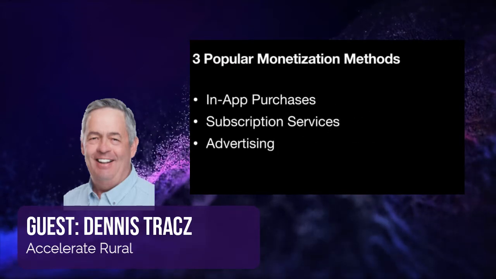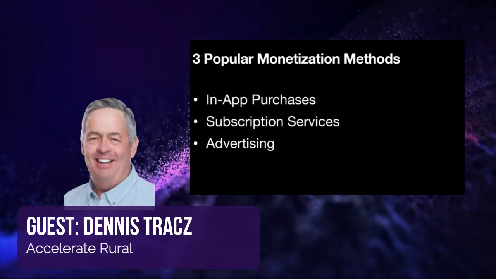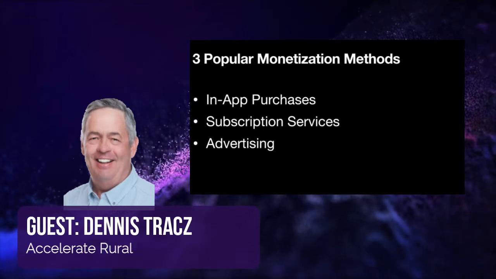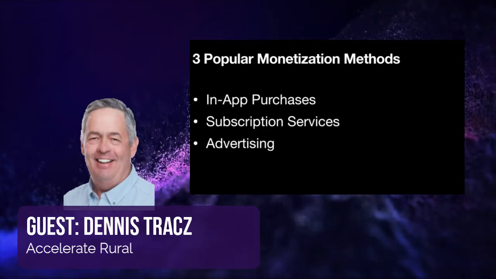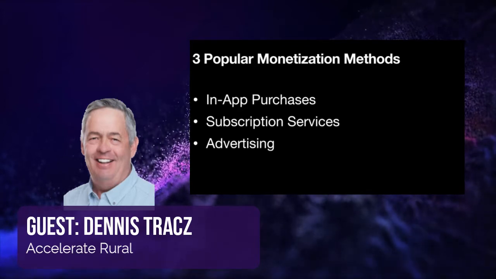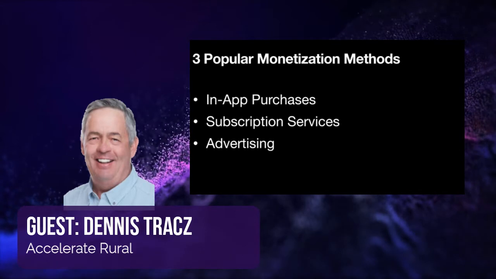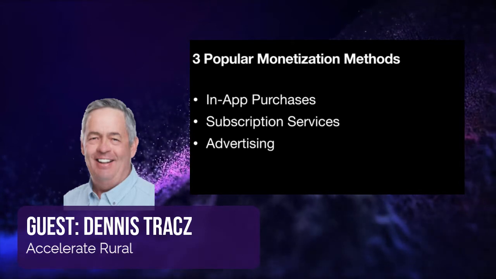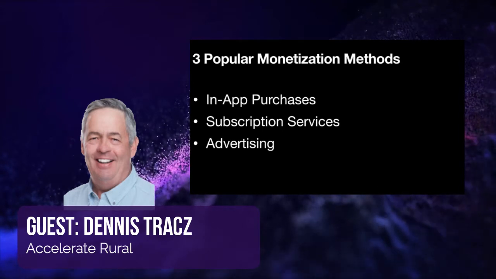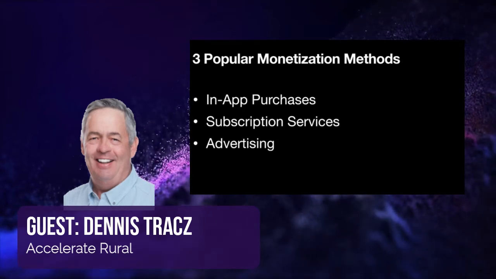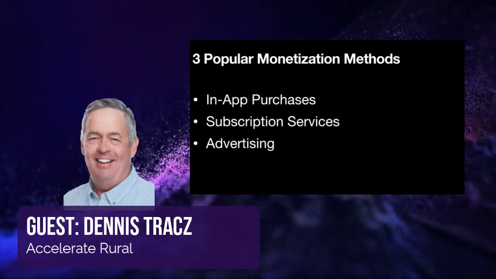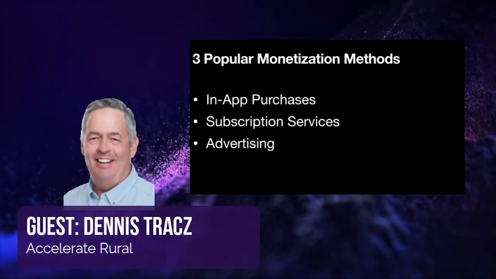So three popular methods. The first one is in-app purchases. I'm sure you're familiar with this when you're downloading an app and it tries to sell you on some sort of upgrade or additional feature, and it tries to get you to click on it while you're in the app. That's an in-app purchase. Also, the two other common ones are subscription services and advertising, which I think you all are familiar with as well.